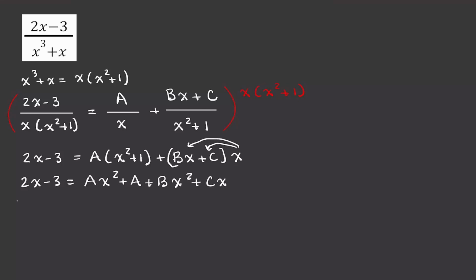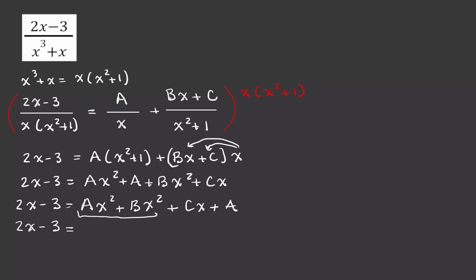Now here I would rewrite this with writing the like terms next to each other. So everything that contains x squared, I will write them next to each other, plus cx plus a. Now here I am gonna group things together. So the first thing I'm gonna do is I am gonna factor out a common multiple, where here is x squared. So I would have a plus b x squared. Now here I only have c times x, so technically there's nothing to factor out.